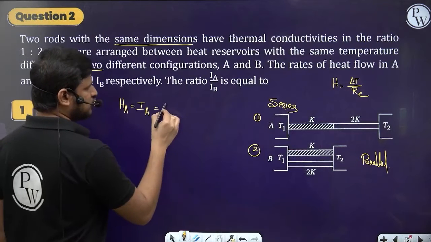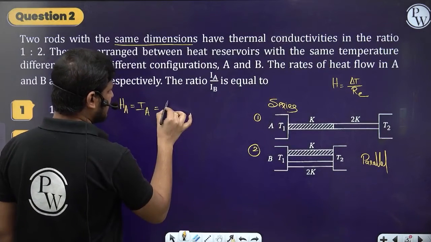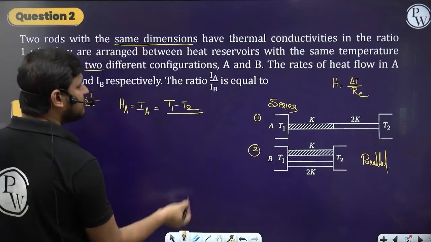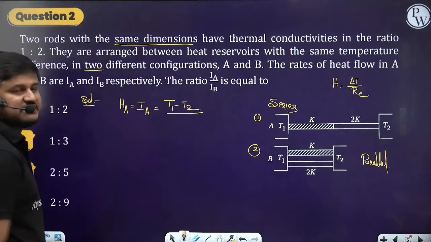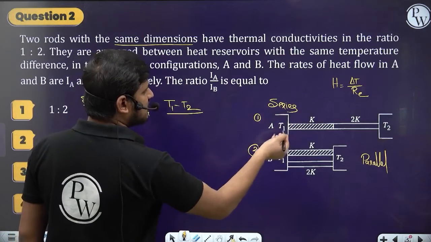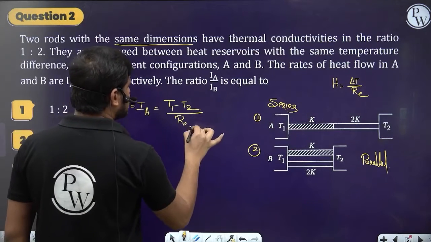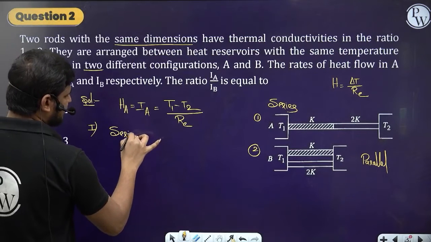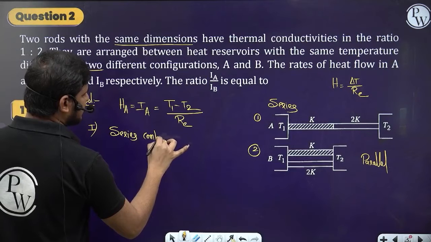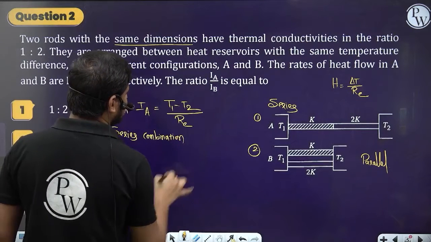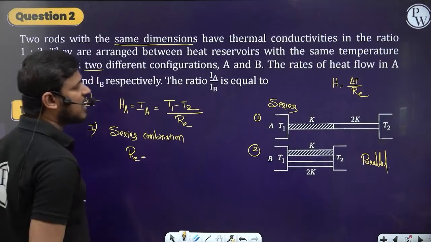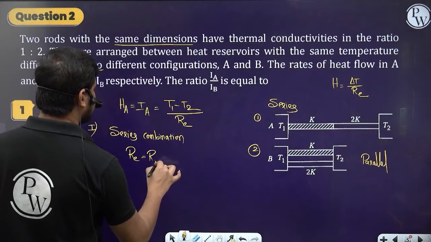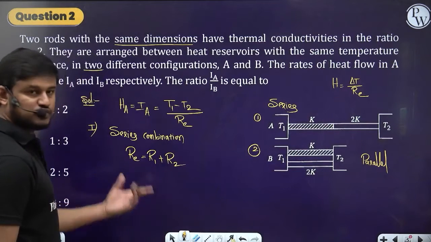What's the temperature difference? Let T1 be more and T2 be less, so T1 minus T2, or you can simply put delta T, because we need only the ratio. Divided by the resistance, R equivalent. The first configuration is a series combination of conductors, so R equivalent is equal to R1 plus R2. But we don't know R1 and R2, we have to find them.